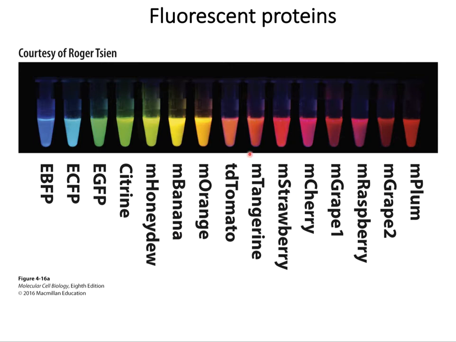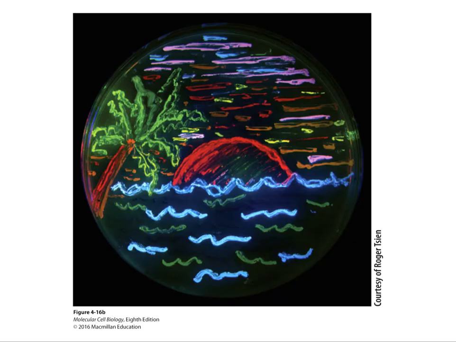Tubes show these emission colors and the names of many different fluorescent proteins. Here an agar dish is illuminated to show the growing bacteria expressing several different color fluorescent proteins. So you can use these fluorescence proteins to track proteins of interest in real time in live cells.